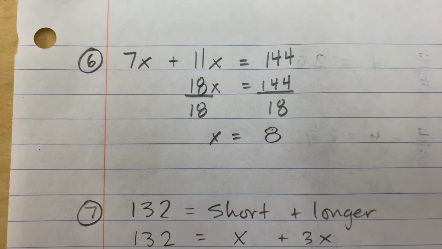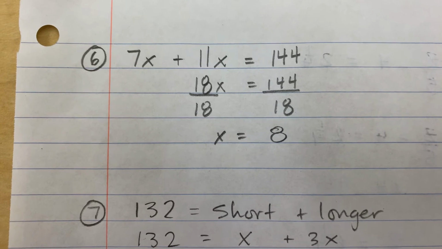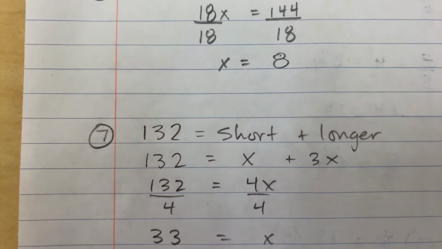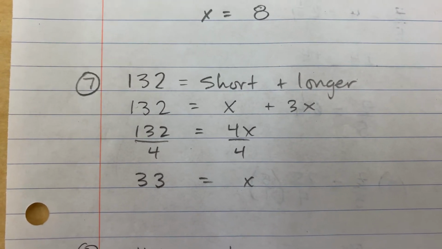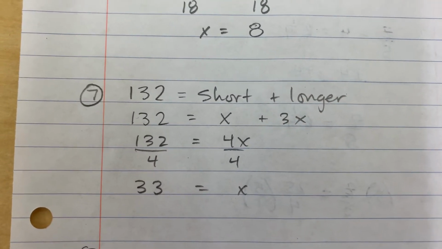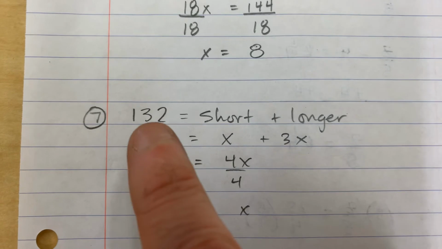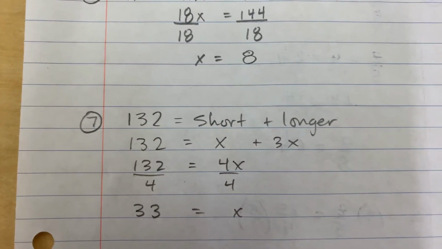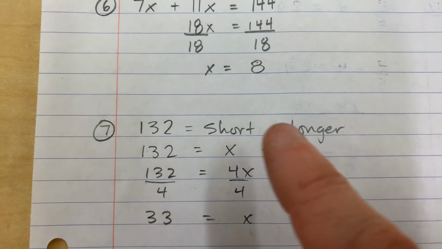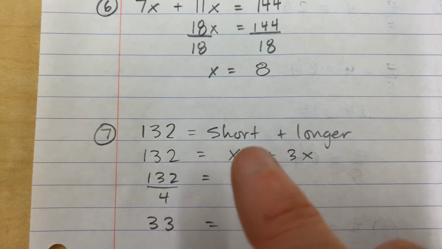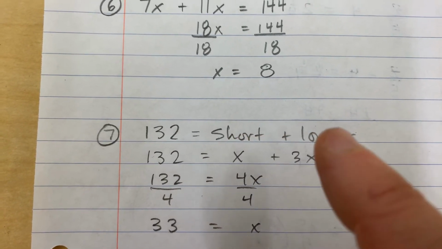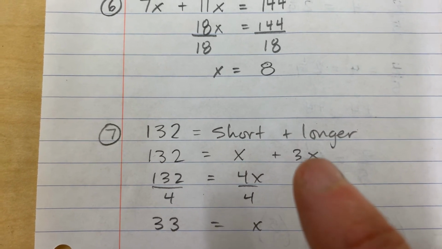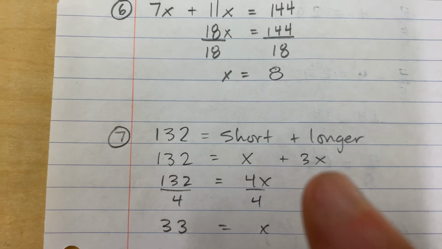So in order to isolate my variable, I divided both sides by x's coefficient. Number 7, such a good problem. The total board was 132 inches. You cut the board into 2 pieces. There was a short piece and a long piece. The longer piece was 3 times the length of the short piece.